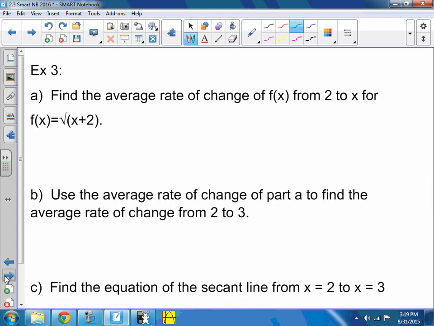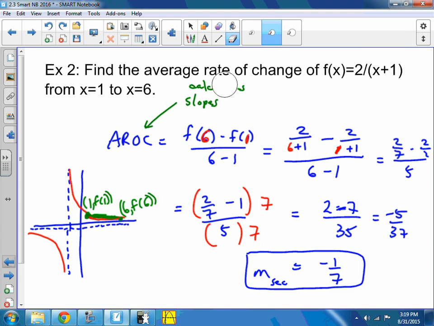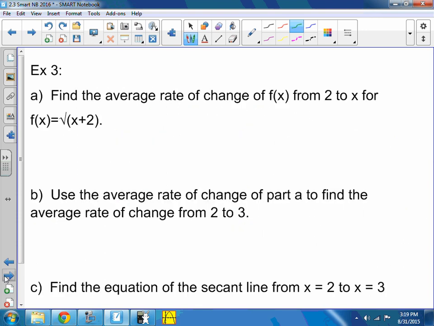Okay, we could keep getting carried away and keep trying new things, but basically I want to say what's going on is AROC is the calculation of the slope of a secant line. So it calculates slopes of secant lines. Mr. Short wrote that wrong. It calculates slopes of secant lines. You might say, what is a secant line? You learned that in geometry. A secant line is a line that cuts through a curve. Okay.